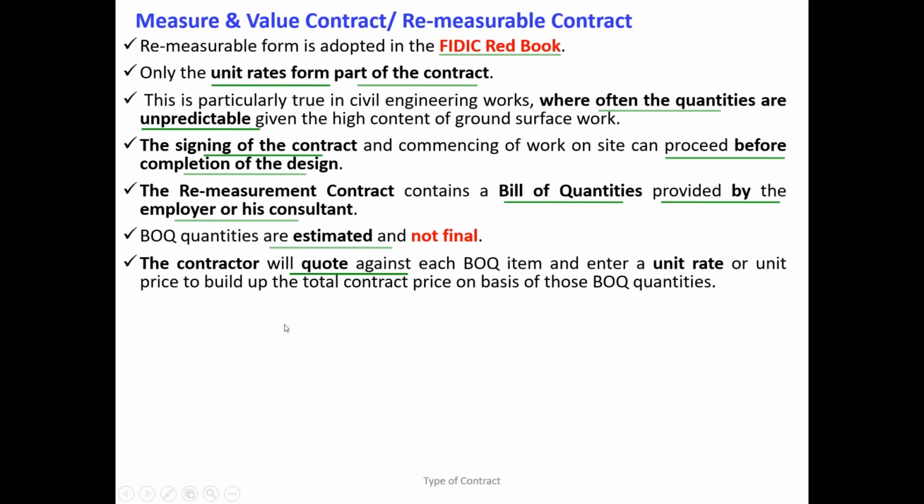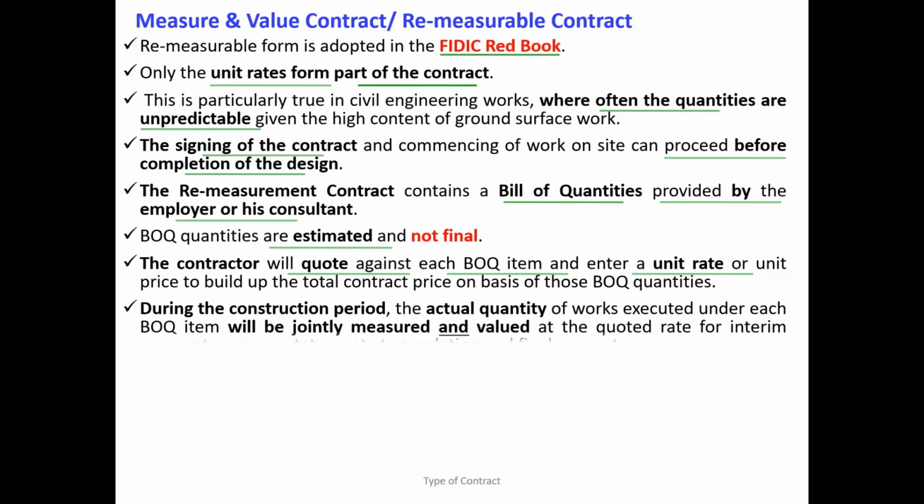So the contractor, what he will do, he will quote each BOQ line item. He will price the unit rate. That's it. So unit rate is part of the contract, and the quantity given is an approximate or estimated quantity.